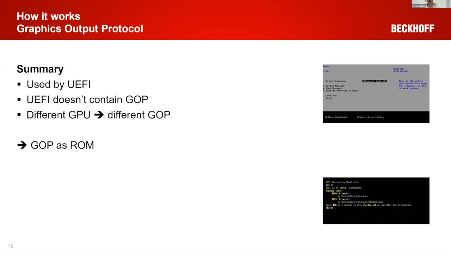But there's another issue with the GOP driver, because each GPU requires a different GOP driver, and we can't include each GOP driver and each GOP driver version for each possible GPU. So the solution would be to include the GOP driver as a ROM file. Normally the GOP driver is included in the video BIOS of your AMD or NVIDIA graphics card.